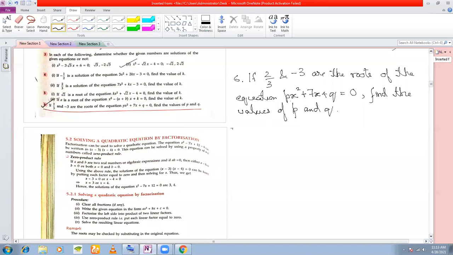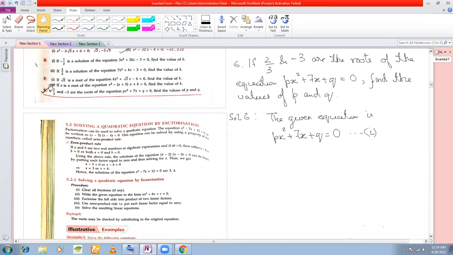Okay, how to solve this? Now, let's write the given equation first. The given equation is px square plus 7x plus q equal to 0. Let us call this 1. Now it is given to you that 2 by 3 is the solution of this equation. You already know that if a given number is a solution of the equation, it must satisfy that equation, right?